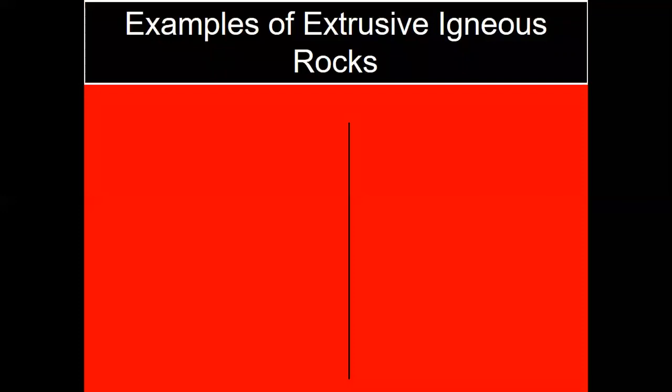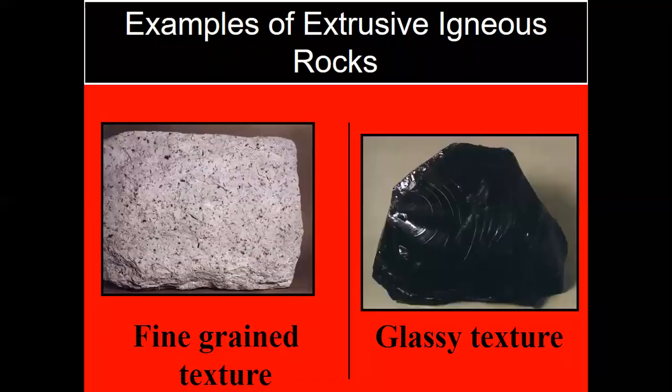Moving on from there, let's talk about what these igneous rocks are made of. Oh, nope, sorry, we jumped ahead a little bit. Let me give you some examples of an extrusive igneous rock. So I'm going to show you pictures over here. You have two rocks. I believe the one on the left is pumice. That's a fine grain texture.